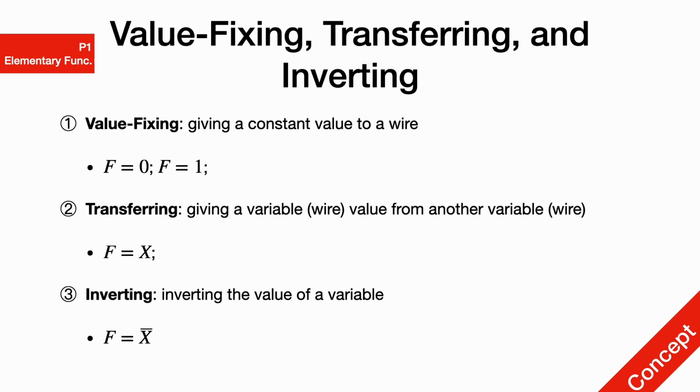Transferring is a similar concept, but it refers to the operation where you are assigning a new value for a variable from another variable. So let's say you have an existing variable carried on a wire. It has certain values, and you want to give this value to another wire or another variable. Transferring is the operation you're going to need to do over there. And finally, we have inverting, which essentially just inverts the value of a variable carried on a specific wire.